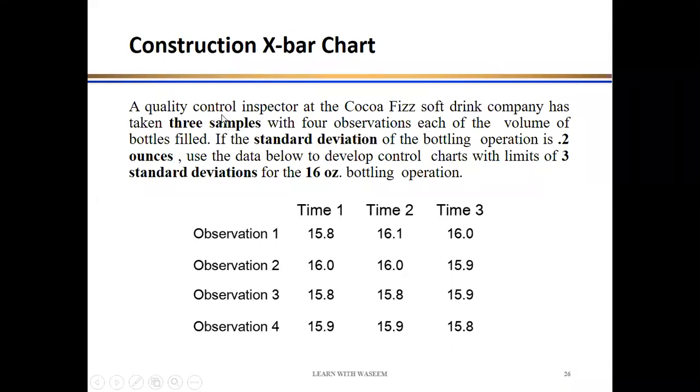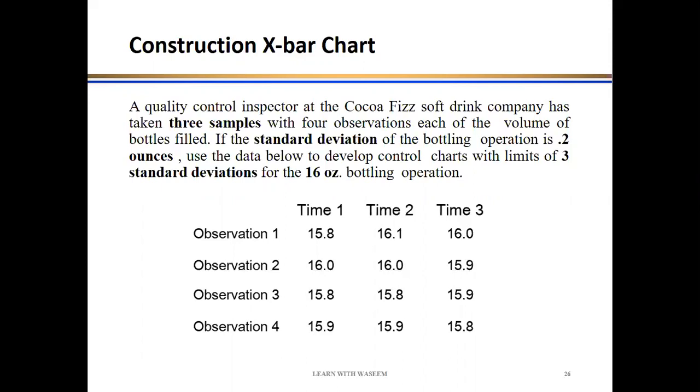Again, a quality control inspector at the Cocoa Fizz soft drink company has taken 3 samples with 4 observations. Four observations, each of the volume of bottles filled. If the standard deviation of the bottling operation is 0.2 ounces, use the data below to develop control charts with limits of 3 standard deviations for the 16 ounces bottling operation. So the 4 observations, 1, 2, 3, 4, are actually the sample size. Here the number of observations is 4, and these 4 observations are the sample size.